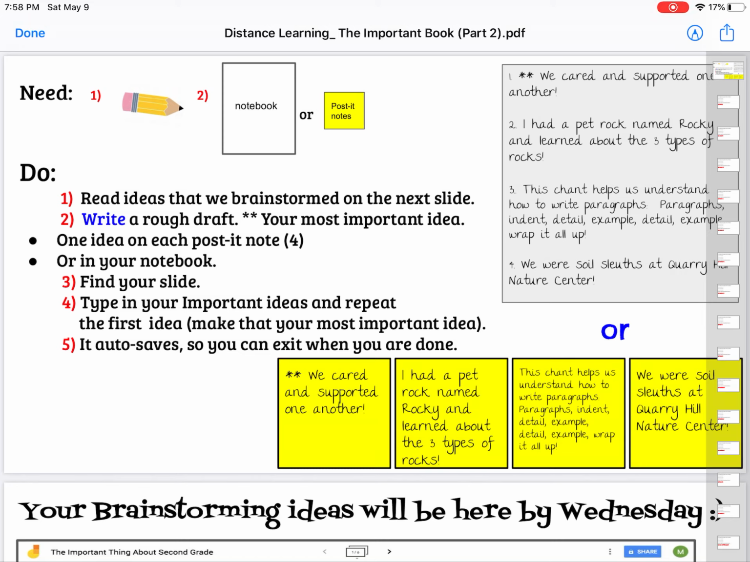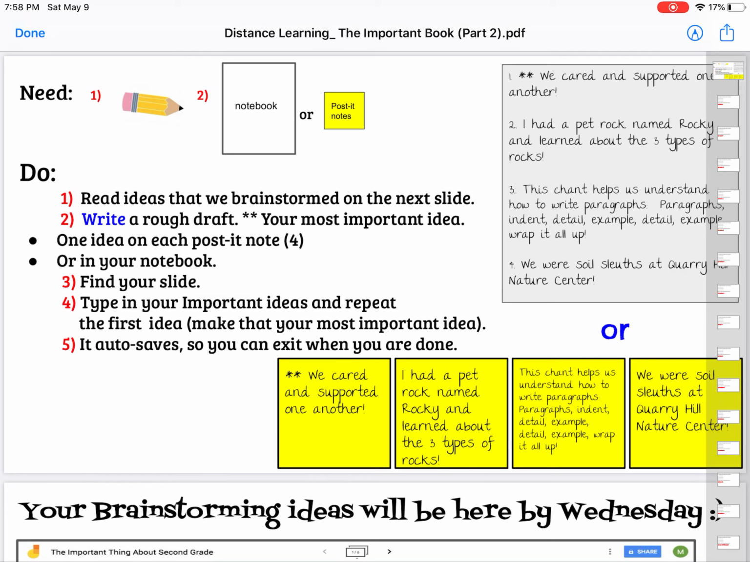On Monday and Tuesday, we worked on brainstorming ideas of memories we had in second grade on our class Jamboard. Today, we're going to use some of those memories, or maybe your very own, to write your most important thing about second grade and create a page for our class book.